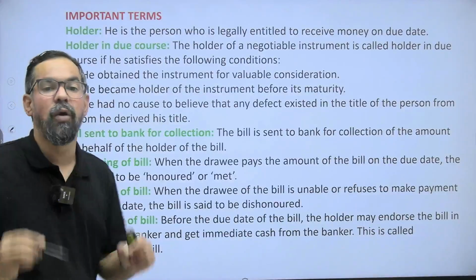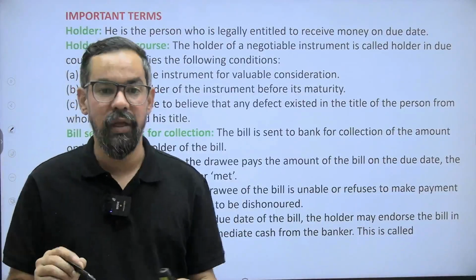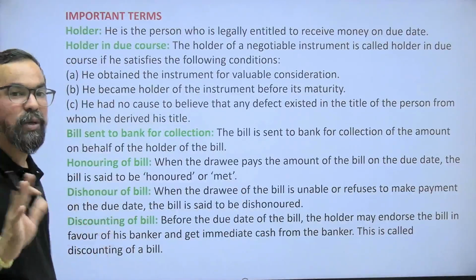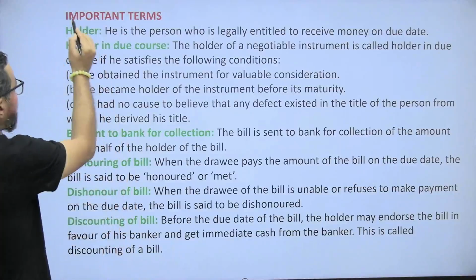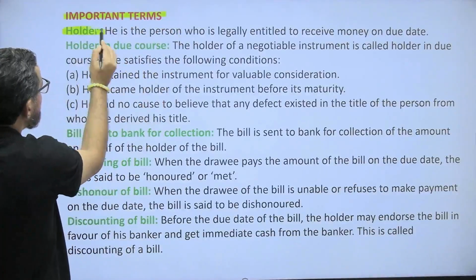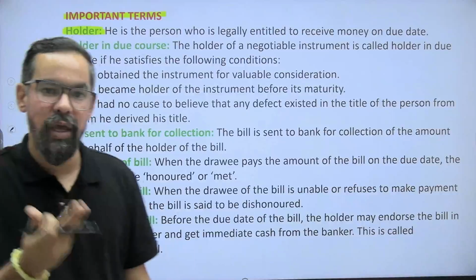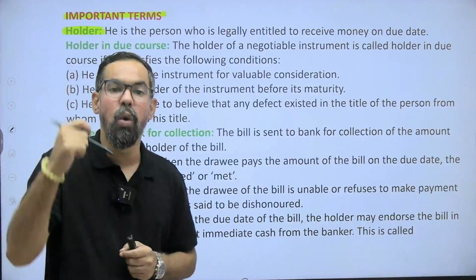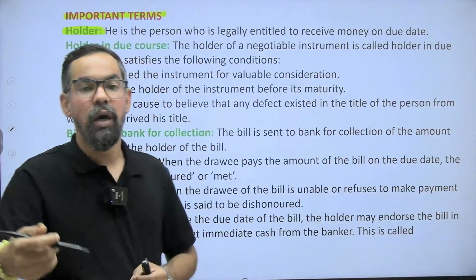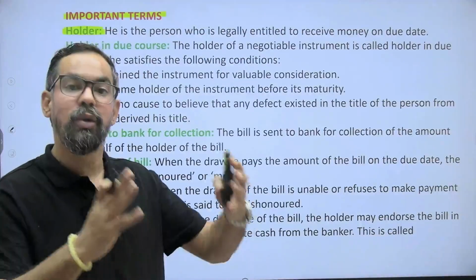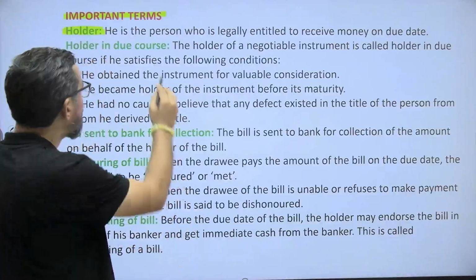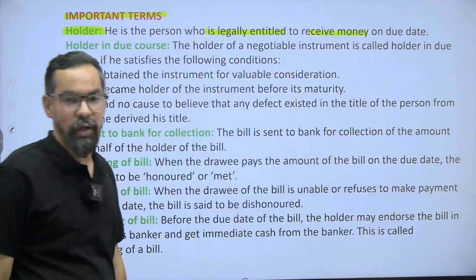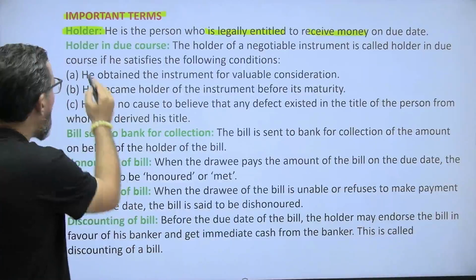Now there are some important terminologies which are associated with bill of exchange. They are very, very important, right? There are 13 to 15 terminologies associated with this. First one is holder. The holder can be the payee or the creditor or any other person who holds that particular instrument, who is going to encash it, or who is going to receive the money. Holder: the person who is legally entitled to receive money on the due date. Then holder in due course.